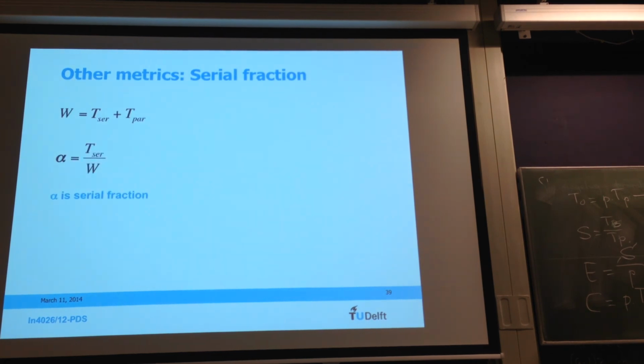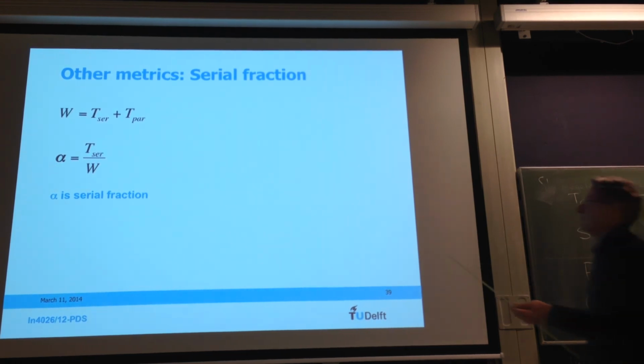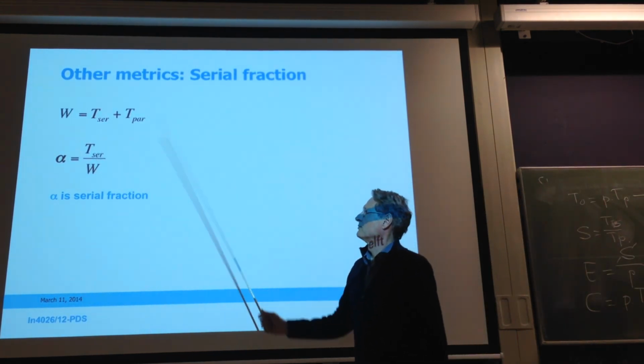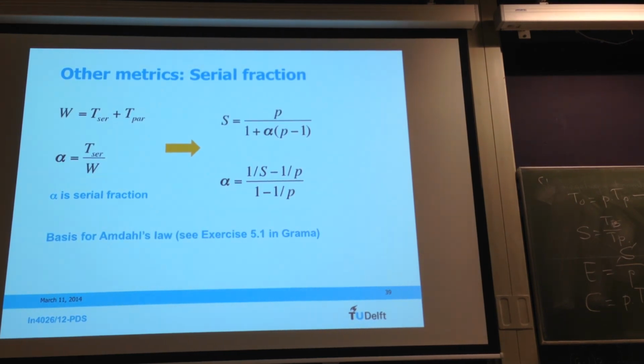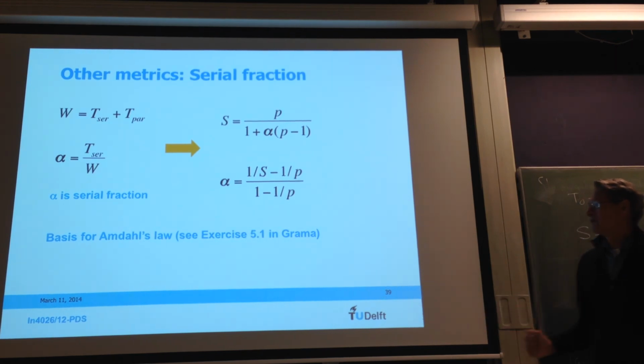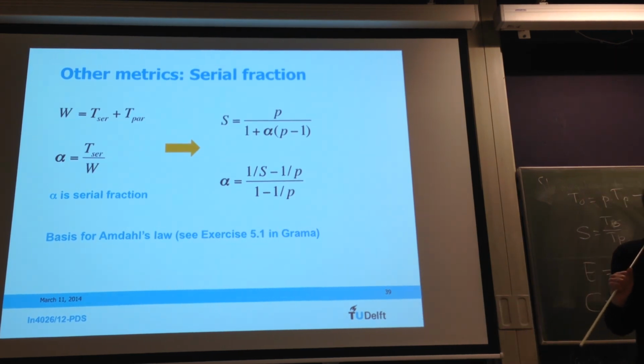And then alpha, which is defined as the serial execution time divided by the workload, is called the serial fraction. And if you manipulate this function, you get these speedup formulas, and that is the basis for Amdahl's law, where you derive that the speedup is bounded by 1 over the serial fraction, right? This is a different way of looking at the same model, but also works.